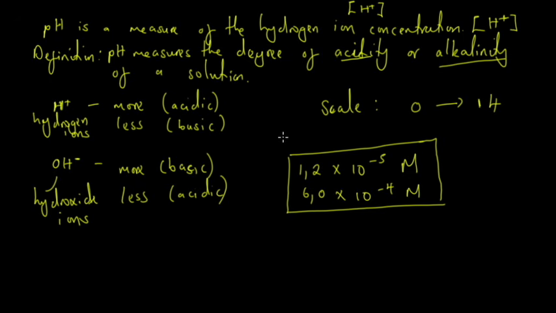Okay, so we made up a scale called the pH scale. The pH scale ranges from 0 to 14. Okay, so this is really easy to understand. This is easier to understand than having to read hydrogen ion concentrations in this way.